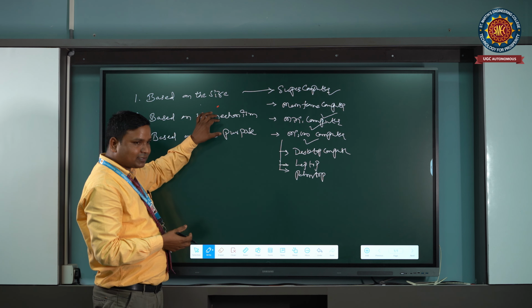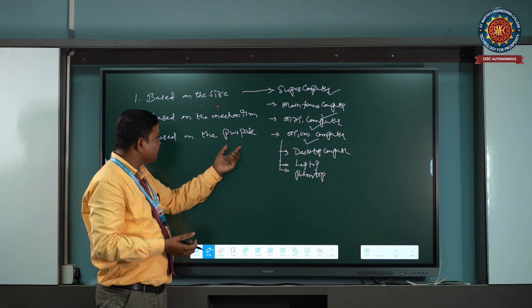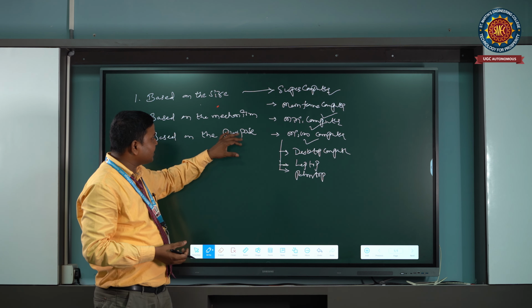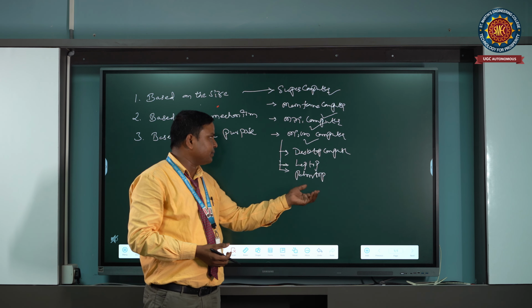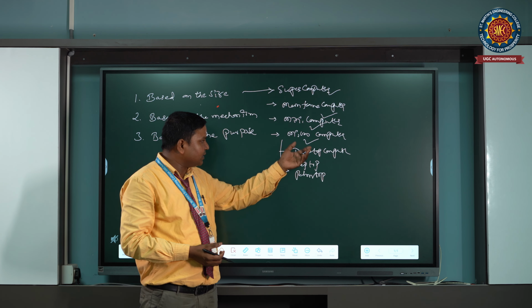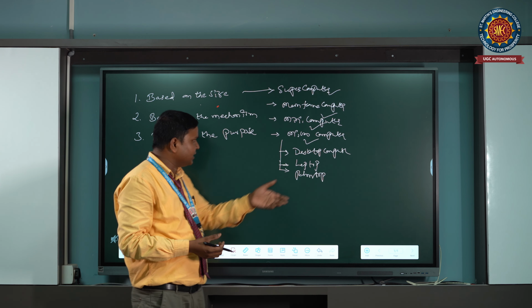So till now, computers have different categories: based on the size, based on the mechanism and based on the purpose. Based on the size, there are the supercomputer, mainframe computer, mini computer and microcomputer. The microcomputer is divided into desktop, laptop and palm top. So already we are familiar with this one.